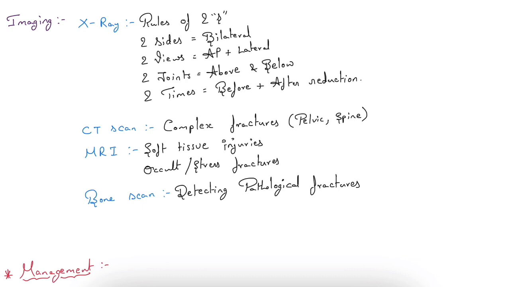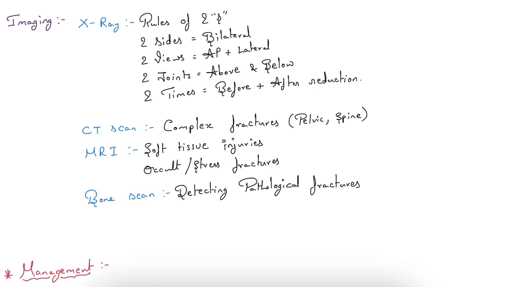Those 4 things. First one, 2 sides. 2 sides means the bilateral part. Next one, 2 views, that means anterior, posterior plus lateral. Third one, 2 joints, that means we have to check above the joint and below the joint. Next, 2 times, that means before the reduction and after the reduction of the fracture. Okay.